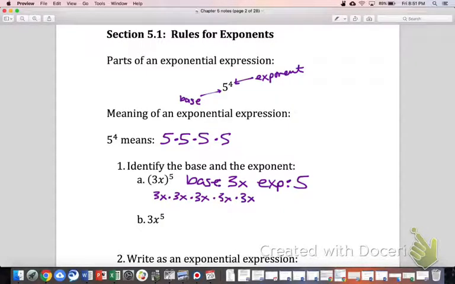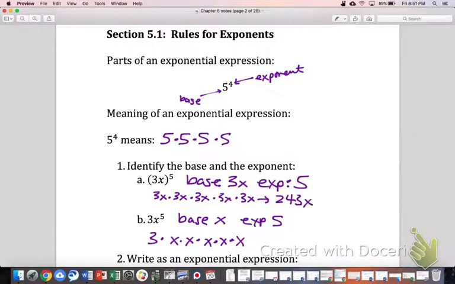Okay, and then in B, because the parentheses aren't there, this means something a little bit different. In this case, the base is x, and the exponent is 5. So this basically means 3 times x times itself 5 times. It's a little bit different. You can see up here in A that this will end up being quite a bit of a different expression. In fact, 3 times itself 5 times is 243. Of course, x times itself 5 times is x to the 5th. And down here, this would just be 3x to the 5th.